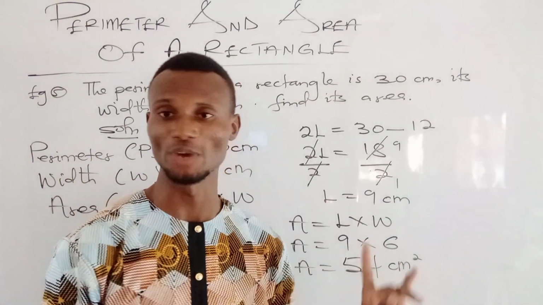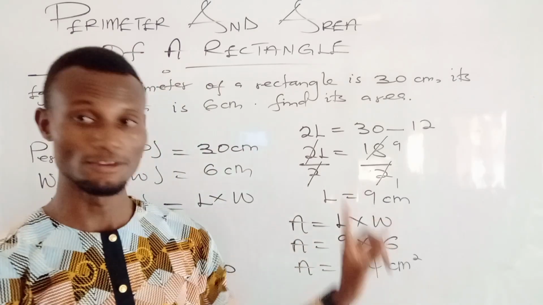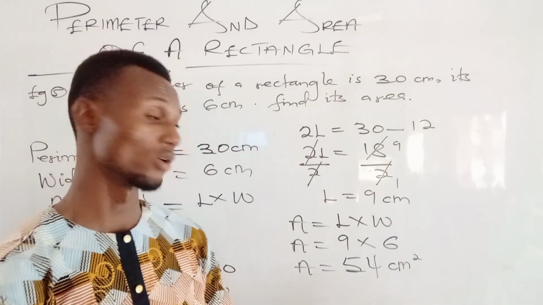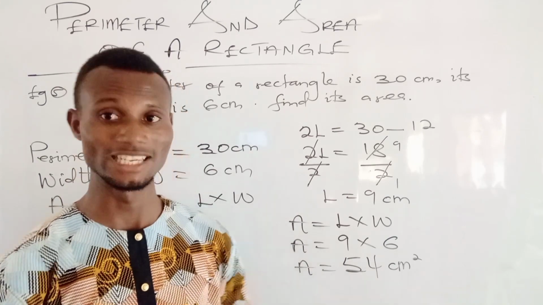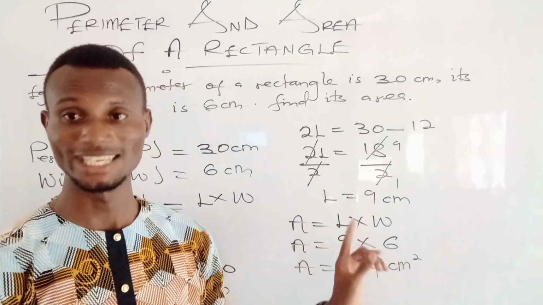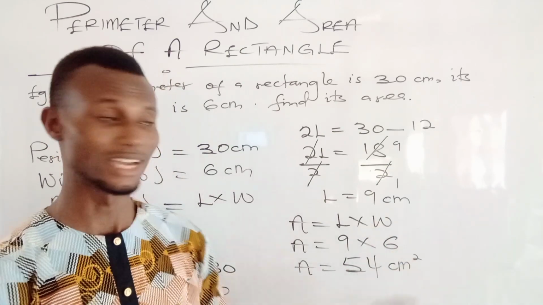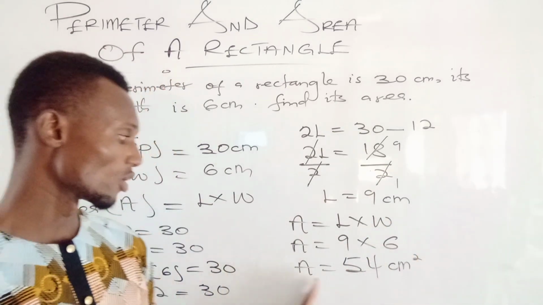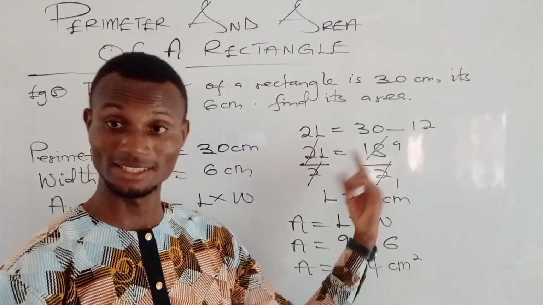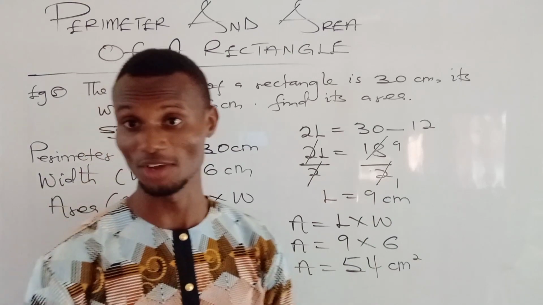Then don't forget to bring the unit. Very important. If you forget to bring the unit, you might lose marks, or whoever is marking your work might mark it wrong. So it's important you always bring the unit after getting your answers. So your area equals 54 centimeters squared, because area is in square. You know that from the previous video.